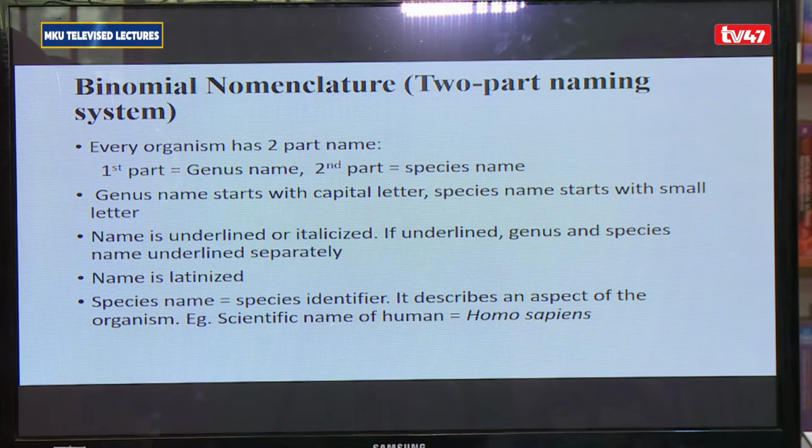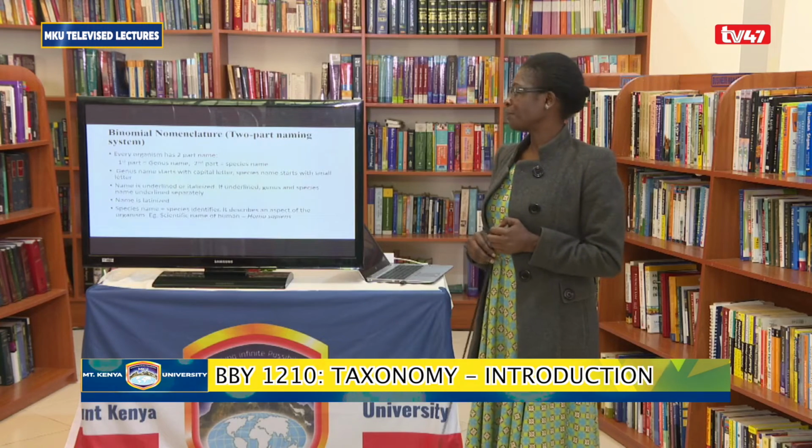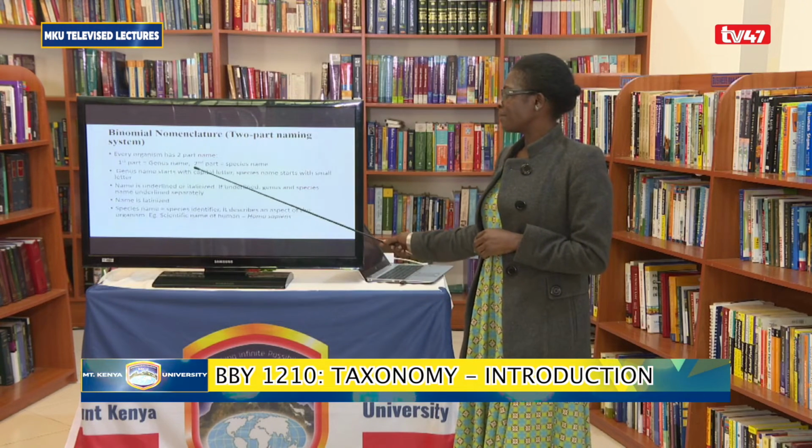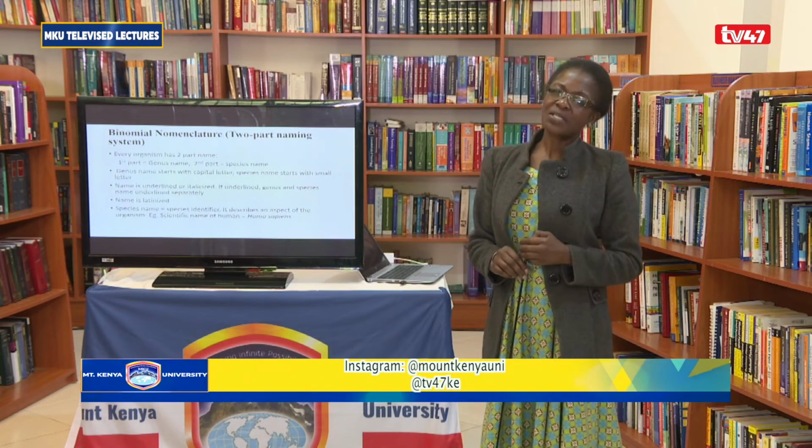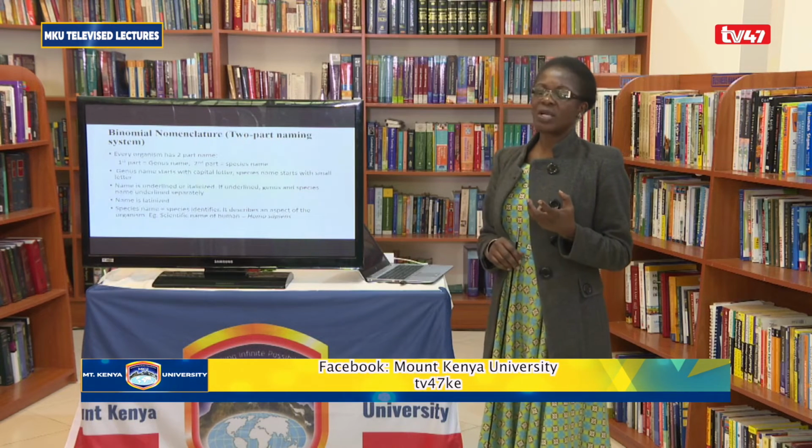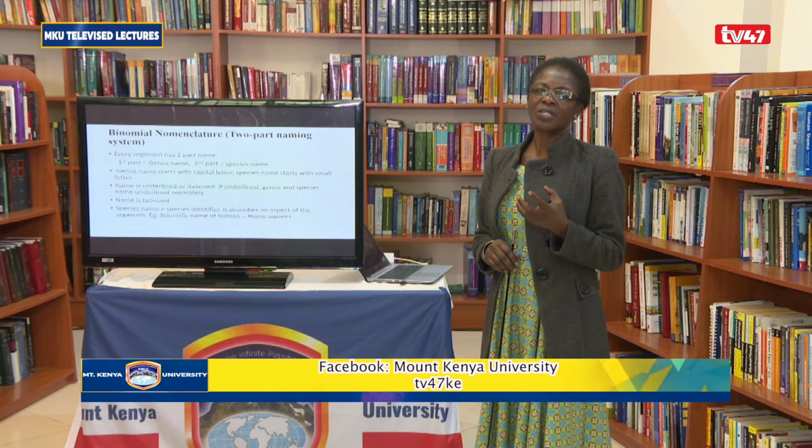To remind ourselves of binomial nomenclature: binomial means two, nomenclature means naming. So binomial nomenclature is a system of the scientific naming of living things, where every living thing has a two-part name, with the first part being the genus name, and the second part being the species name. The genus name begins with a capital letter. The species name begins with a small letter. Both names are either italicized or underlined separately. Then the name is Latinized, meaning it is in the Latin language. So the scientific name of an organism is the same no matter which part of the world we are referring to it from. It has one scientific name.